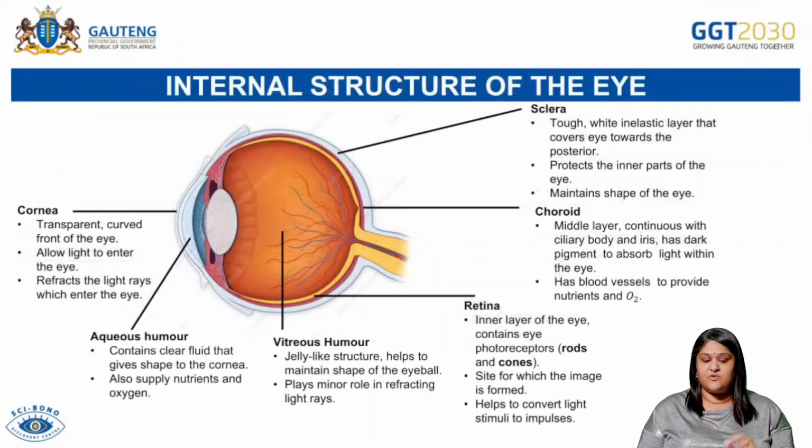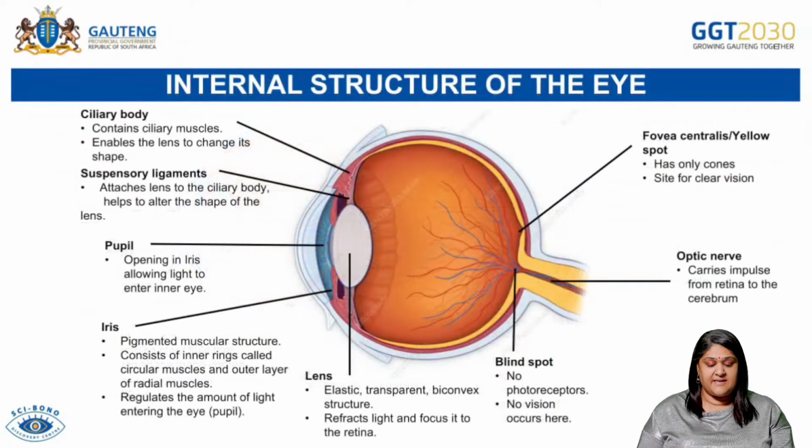Please make sure you know the structure of the eye and you know the functions. Examiners love to ask you to compare the different functions or compare the structural suitability or compare the structures. So they like to ask you if there's something similar. For example, the sclera is made up of a tough, white, inelastic layer, whereas the lens is made up of an elastic, transparent, biconvex structure. So they like to take things that are a little bit similar but different, and ask you to compare them.